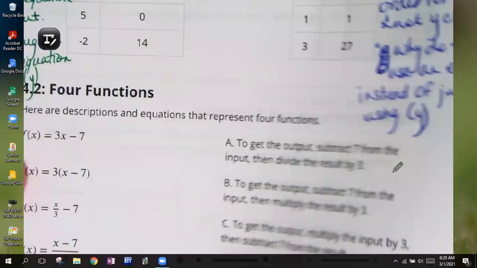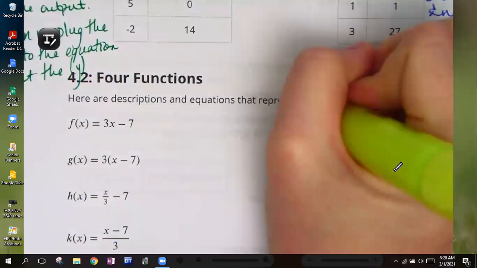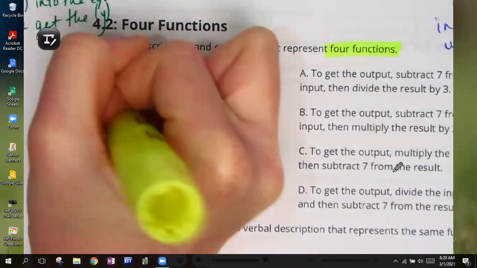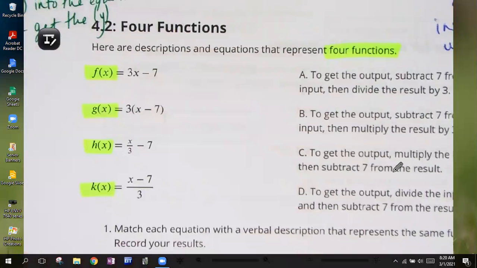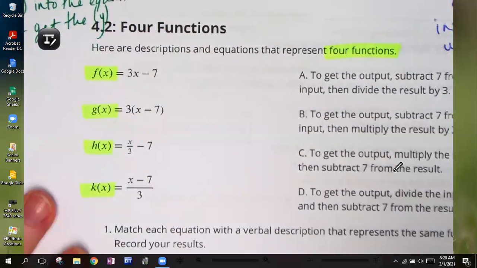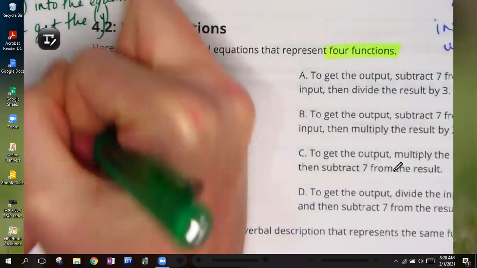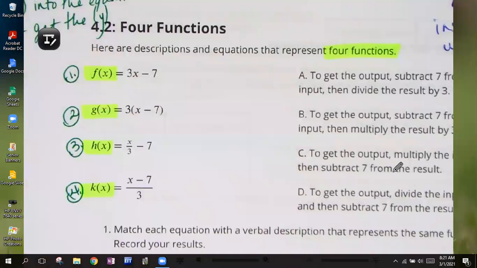Cool beans. 4 functions. How many functions are we working with? 4. Here are descriptions and equations that represent 4 functions. So we've got function f, g, h, and k. Okay, so we have 4. I want y'all to number those off. 1, 2, 3, and 4. How do I know they are all different and talking about different situations?